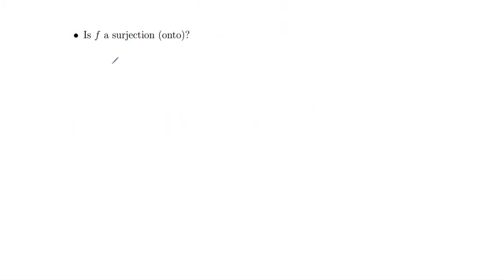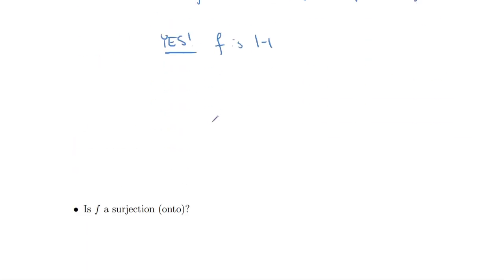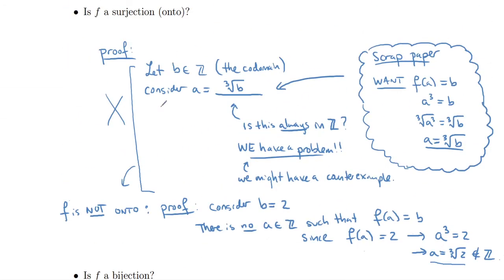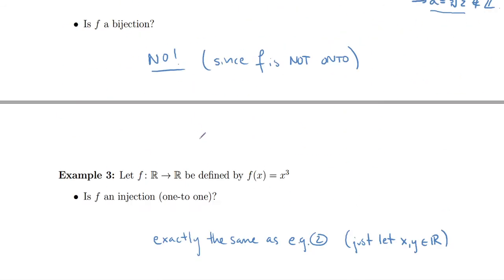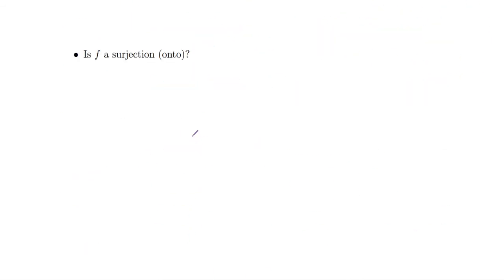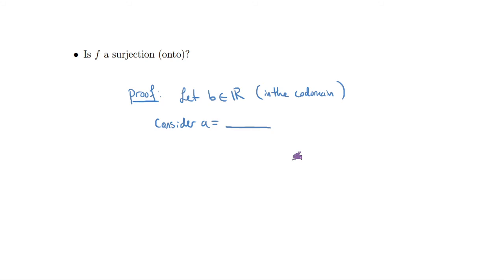And then, is f a surjection? So onto. Well, here we're actually not going to have a problem. The proof will actually be the continuation of what we did here. So let's write that out, so that maybe it makes a little bit more sense. So proof. Let b be a real number, in the codomain. Then consider a equals something. Well, we already solved that before on our scrap paper. You will always want f of a to be equal to b.